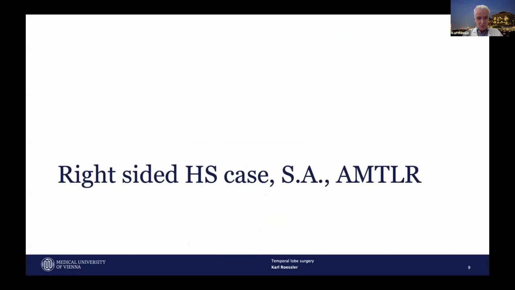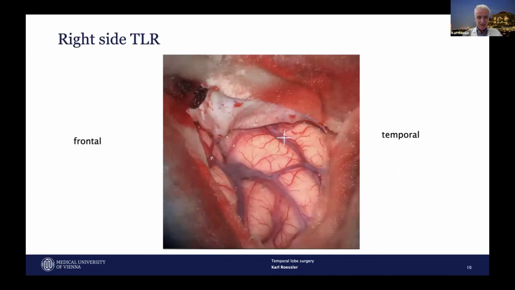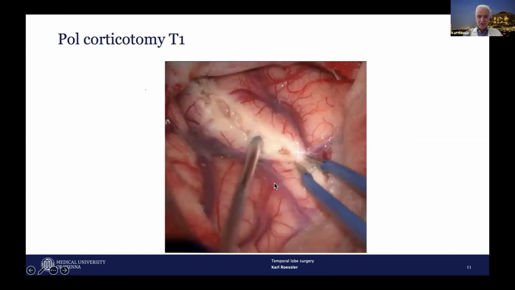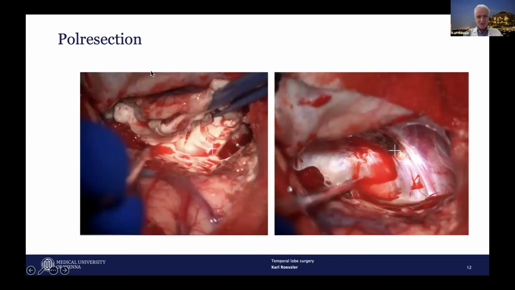The next point I want to highlight is the surgical technique. Here is the opening of a right-sided temporal lobe. Here's the Sylvian fissure, the frontal lobe and the temporal lobe. Here you can see the T1 gyrus of the temporal lobe. Next step would be corticotomy at the T1, very close to the pole. And this is more or less the Spencer technique. 2 or 3 centimeters of the pole are resected without opening the ventricle, but with resection of a little bit of the uncus.